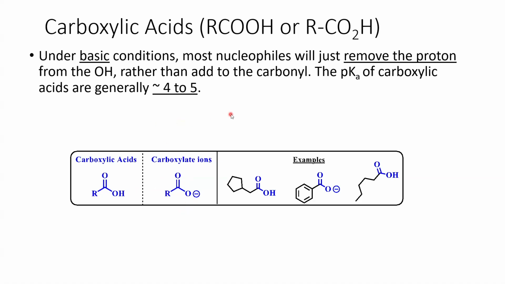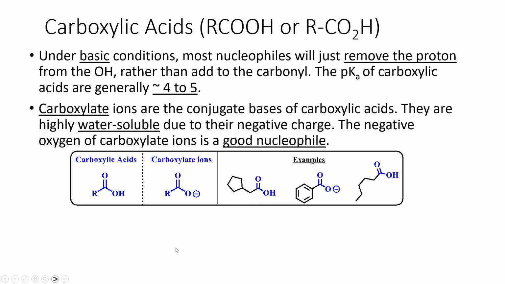Okay, so under basic conditions, most nucleophiles will just remove that hydrogen, that proton from the OH, rather than add to the carbonyl. And then again, we know about pKa's, they're just a measure of the acid strength. The lower the pKa, the stronger the acid. So for carboxylic acid, that range is typically 4 to 5. Okay, so as I said, the carboxylate ion is what you form when you deprotonate it.